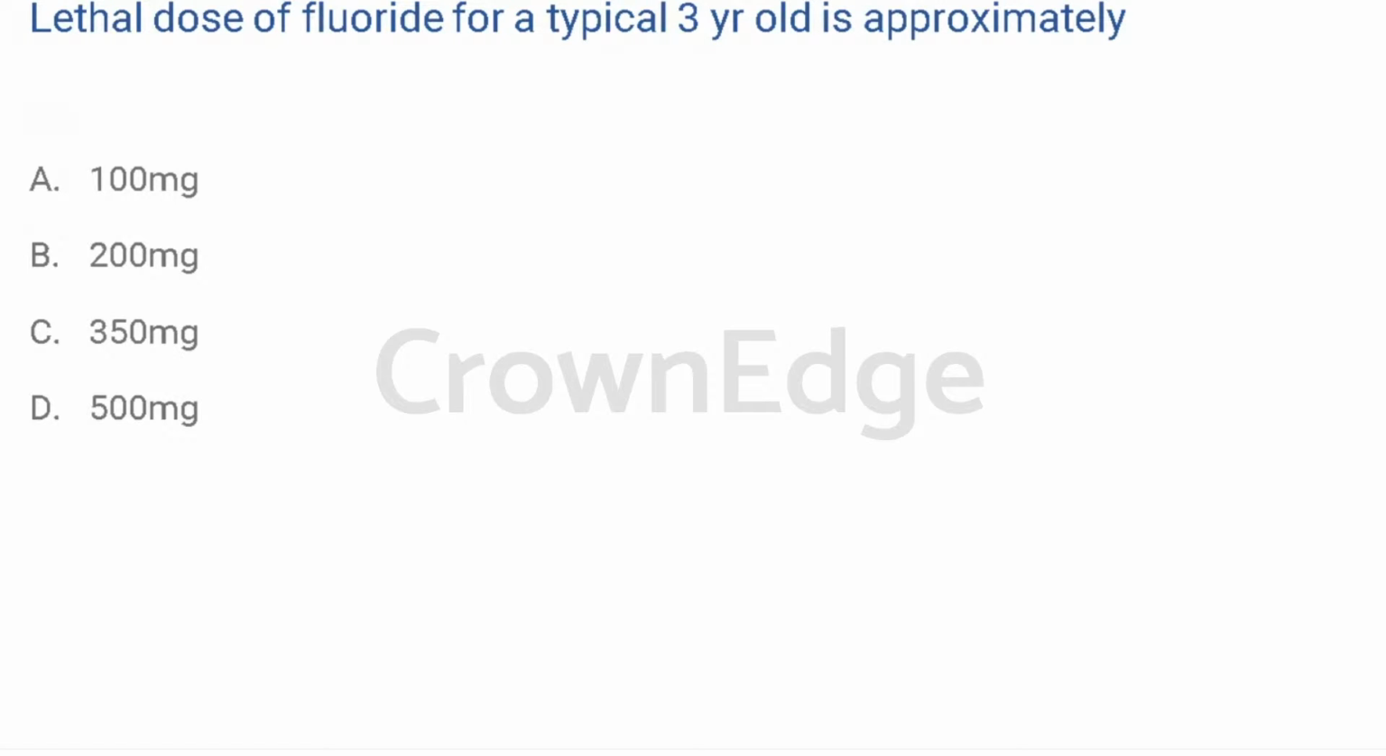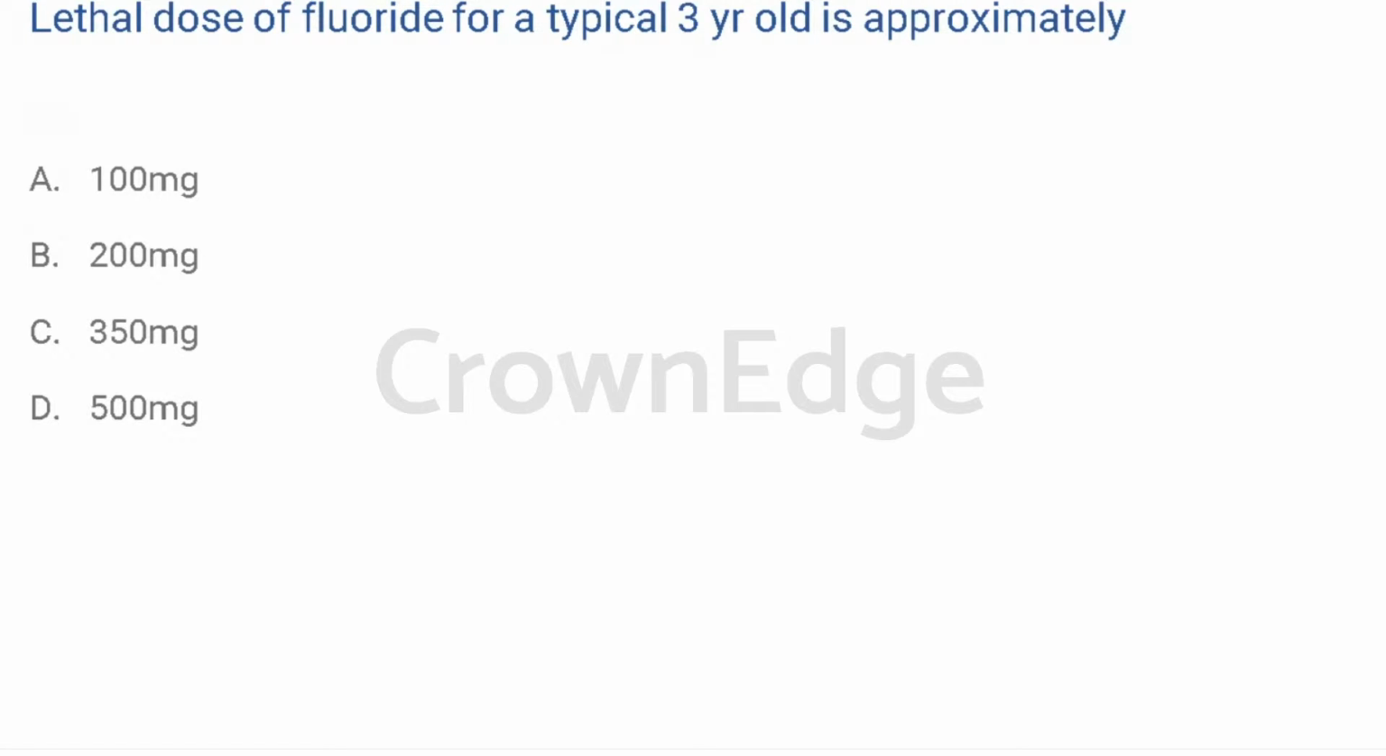So the answer is option D. Let me tell you how. The lethal dose of fluoride is anywhere between 16 to 32 milligrams per kg body weight. An approximate weight of a 3-year-old child is about 15 kgs, for any healthy normal child. So per kg body weight, the maximum lethal dose is 32 milligrams, right?